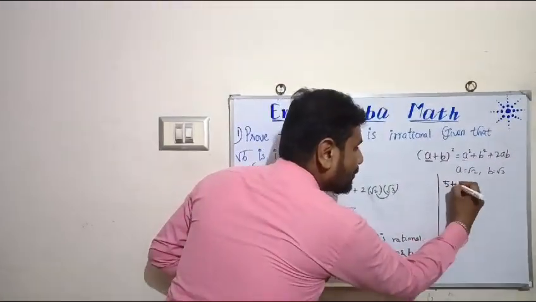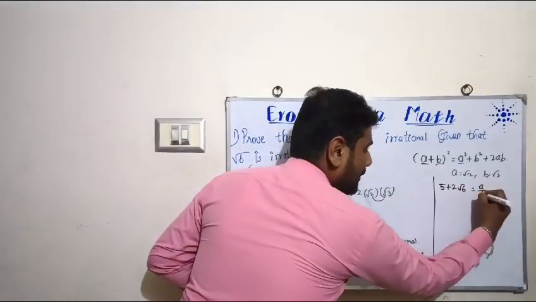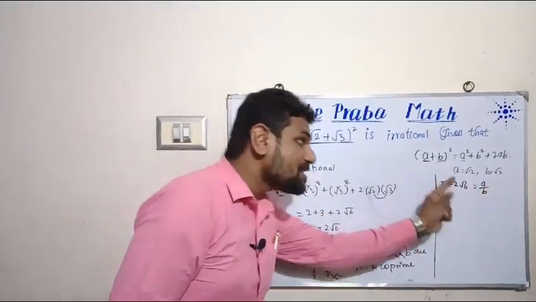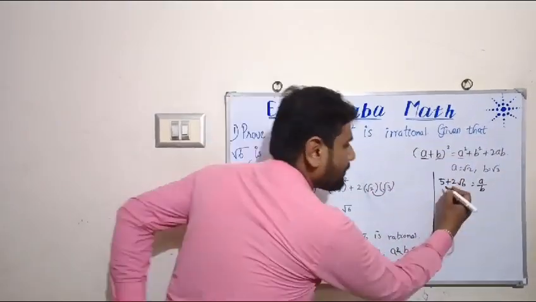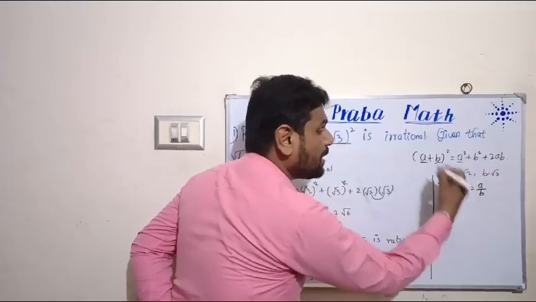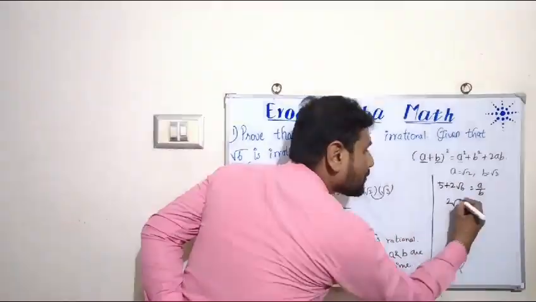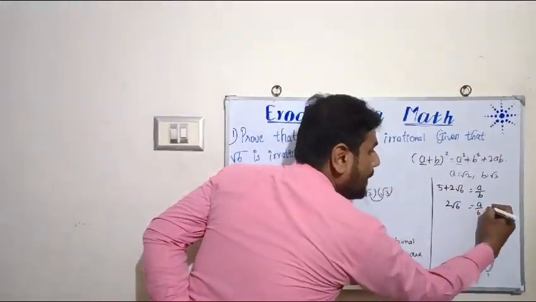5 plus 2 root 6 is equal to a by b. Actually here we have to keep root 6 only on the left hand side. We have to move the remaining things to the right hand side. So here first we move 5 to the right hand side. It becomes minus 5. So 2 root 6 is equal to a by b minus 5.